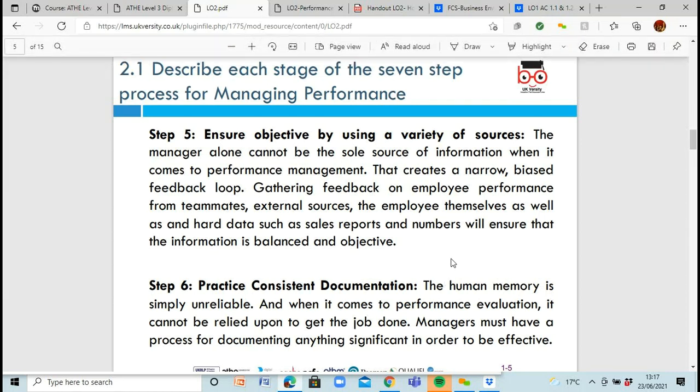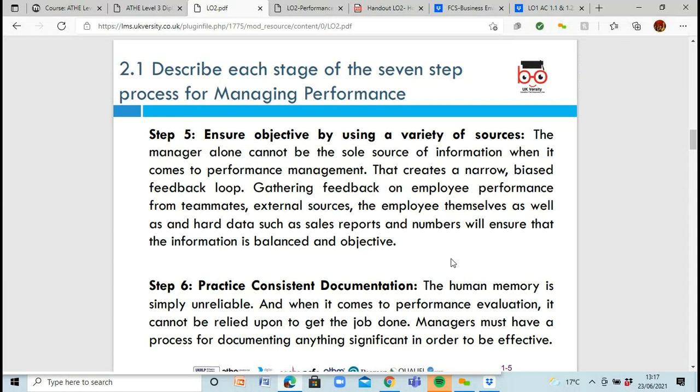Then practice consistent documentation. Now this is something that I can be quite bad at when it comes to training and so on, because I do a lot of training. I do try and keep up to date and go for this course, that course, do a bit of research, try and find a bit of information. So I'll do it, but then I'll forget to write down what I actually did.